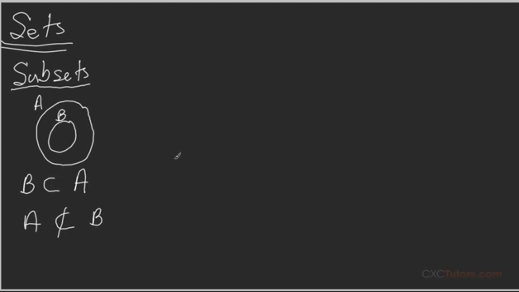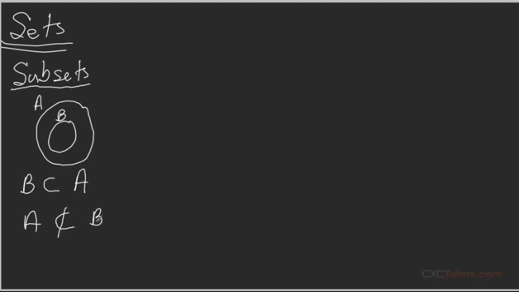So B is a proper subset of A because all the elements of B are contained in A. And so we say that A, in this case, as you can see, is the bigger of the two sets. B is contained in A, and we write it this way. And since A is not contained in B, we write it the second way.